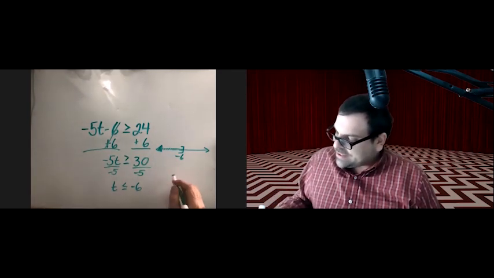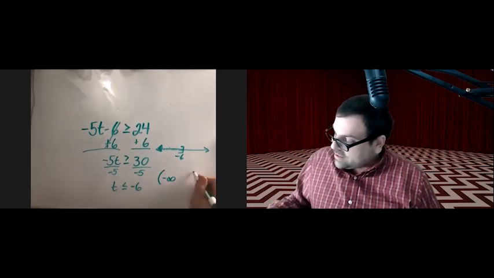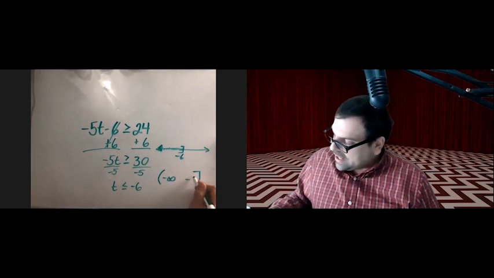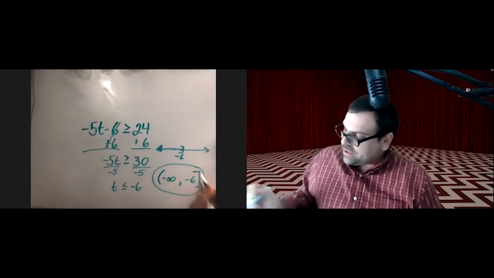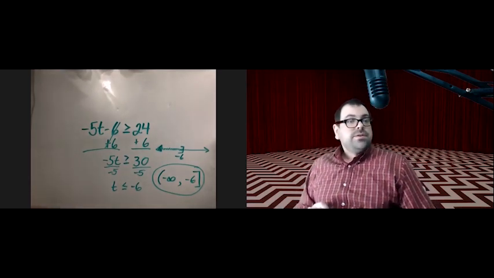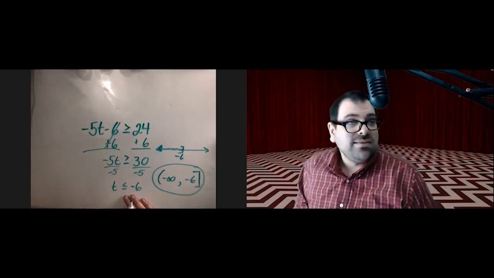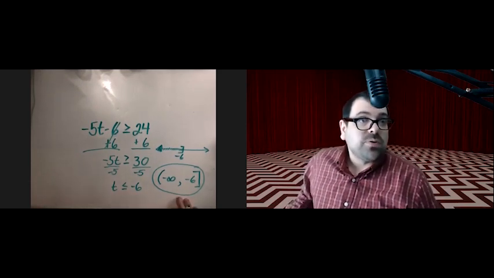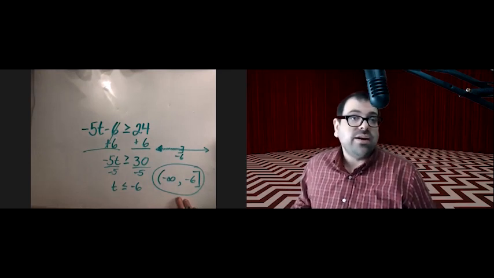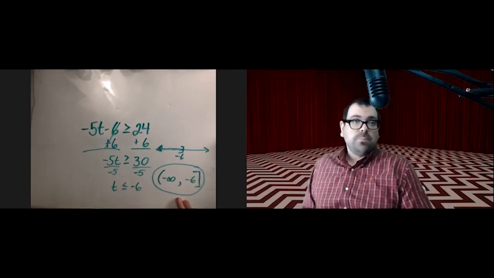From here, we can see that our interval notation, we're going to start with negative infinity. We're going to end with a square bracket at negative 6. Comma separates. So our interval notation for t less than or equal to negative 6 is going to be parenthesis, negative infinity, comma, negative 6, square bracket.